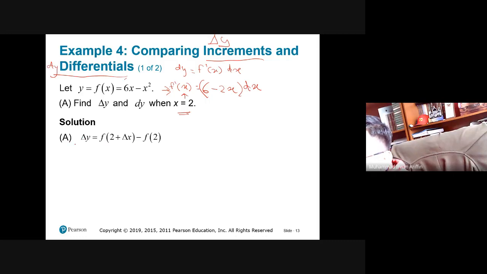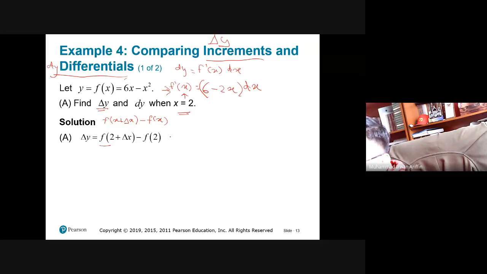So the solution is basically to solve for delta y first. How do we find delta y? Delta y is simply given by this equation: f of x plus delta x minus f of x. So when we have this, we can basically replace these values into this function.